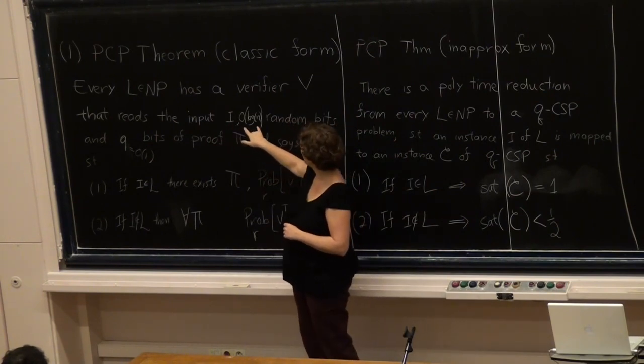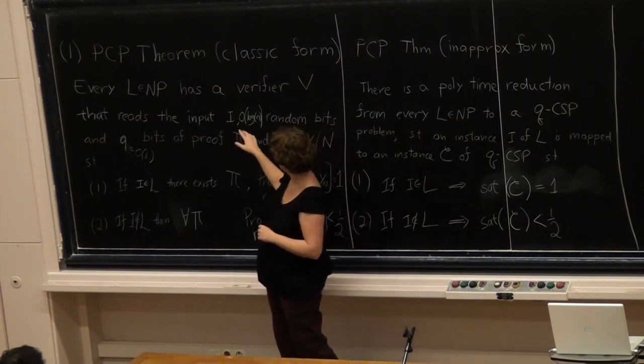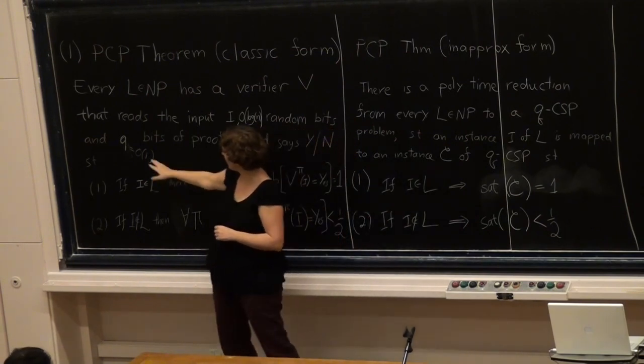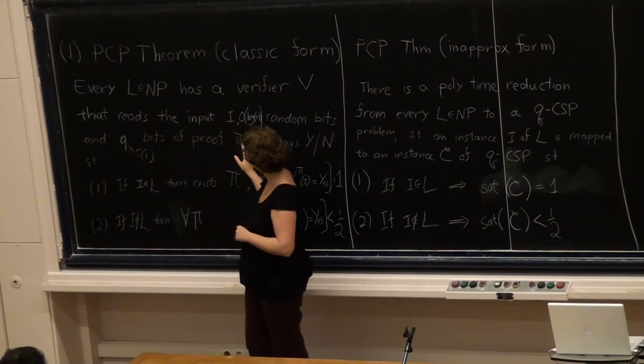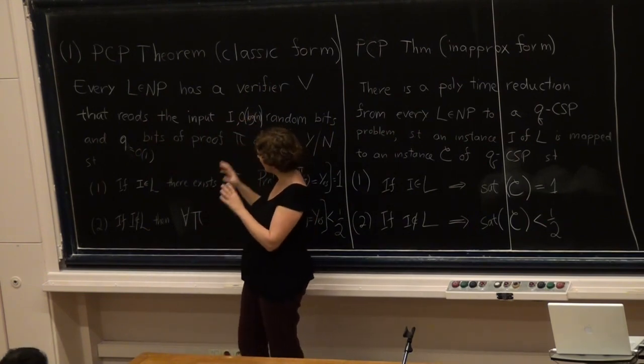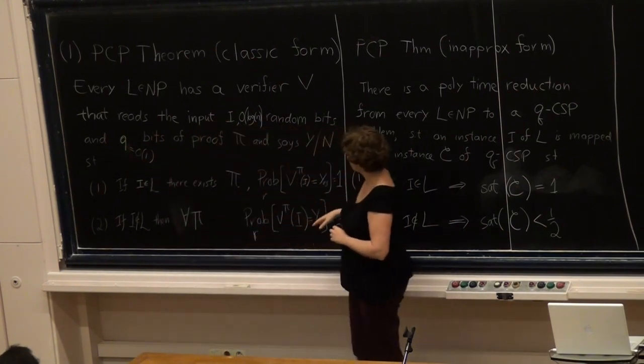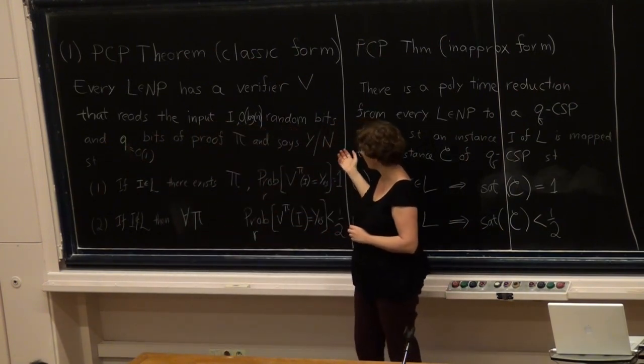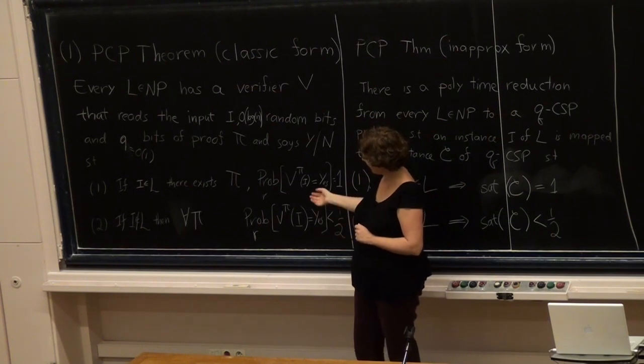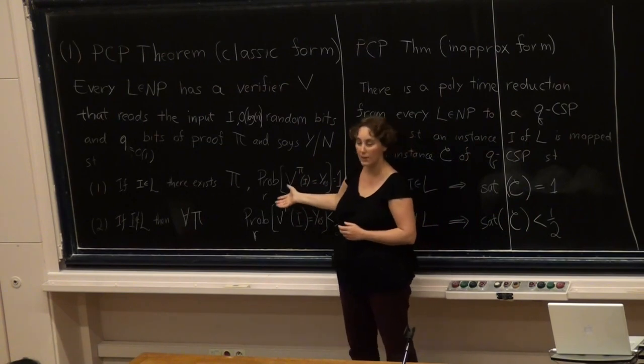In addition to the input, it reads a logarithmic number of random bits, which we denote by R, and some constant number of bits from the proof. So after it reads the random bits and the input, it decides where to read from the proof, reads a constant number of bits, the proof is denoted by π, and then it says yes or no. And it has the following two properties called completeness and soundness.